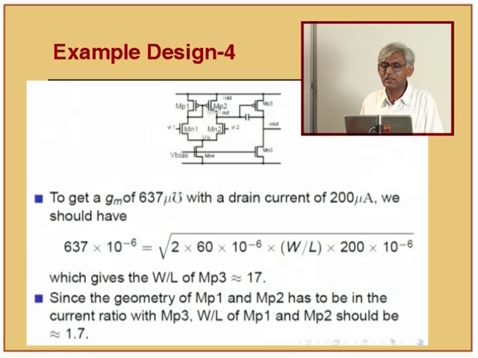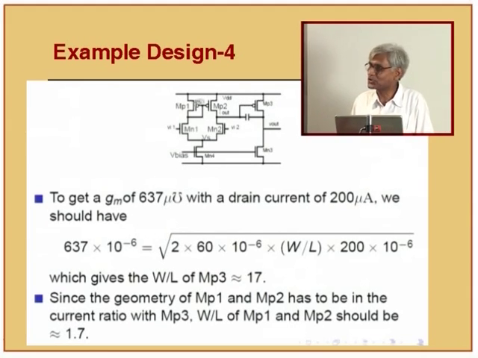Okay, so now I know the W by L of this. But we promised that the W by L ratio of this and this will be the same as the current ratio. Therefore, each one of these transistors should be 1/10 the width of this. Right, the current is 1/10, 220. Therefore, W by L also should be 1/10. So the W by L of this is 1.7, and the W by L of this is 1.7.